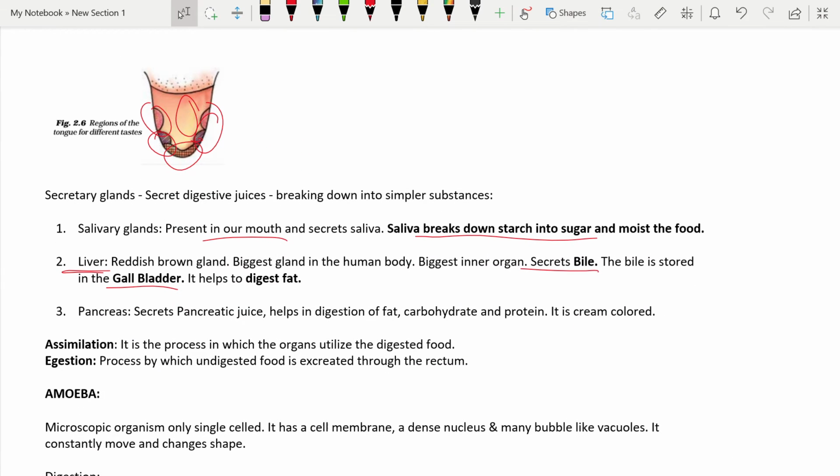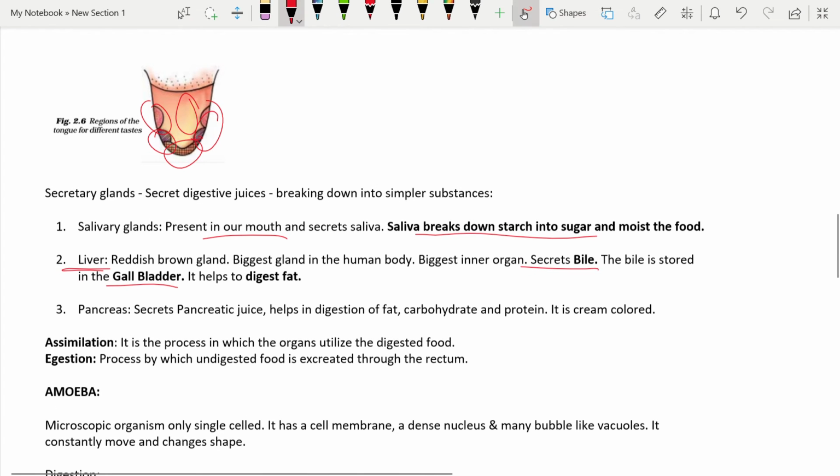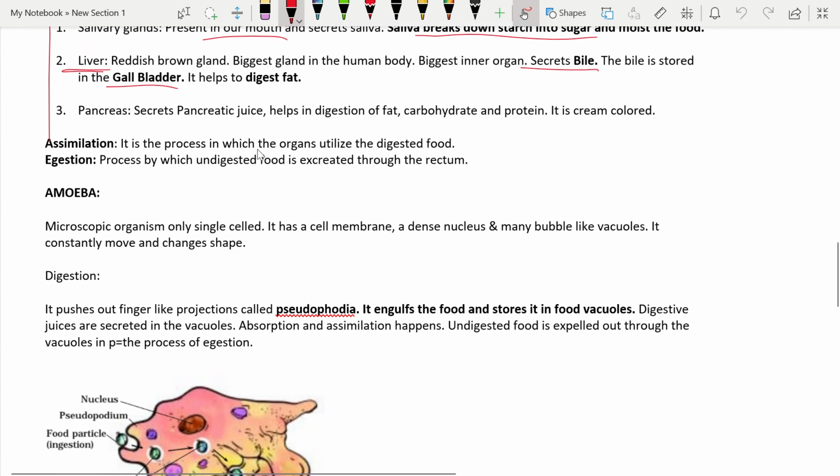Secretory glands secrete digestive juices, breaking food down into simpler substances. That's secretory glands, which we have covered with these three secretory glands. Assimilation is the process in which the organs utilize the digested food. Egestion is the process in which undigested food is excreted through the rectum.